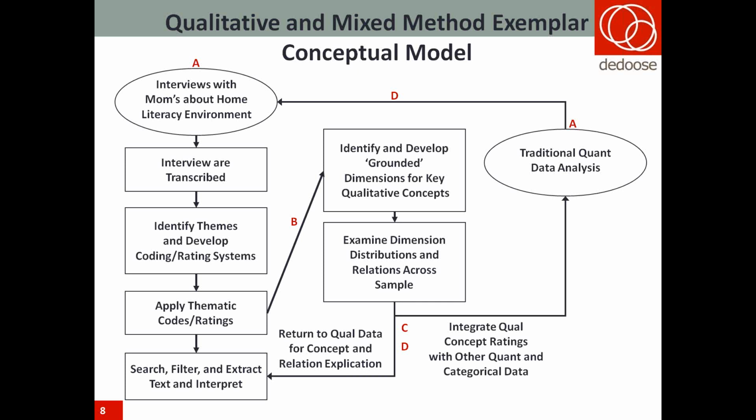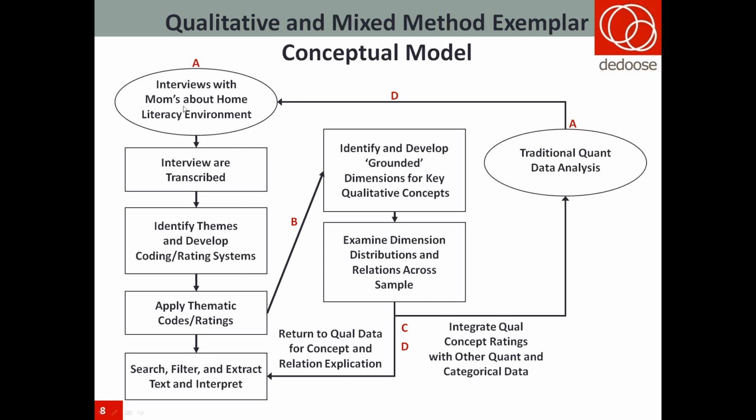So when we think about using these grounded dimensions, we talk about them as grounded because these rating scales have grown out of the qualitative data and the work that you've done from a coding perspective. So if we just look at column A over here, this is traditional qualitative data analysis, all right?